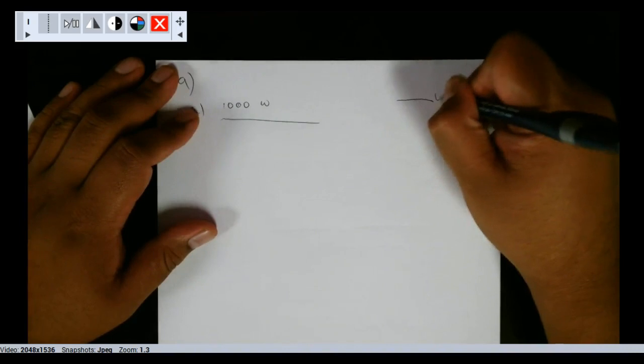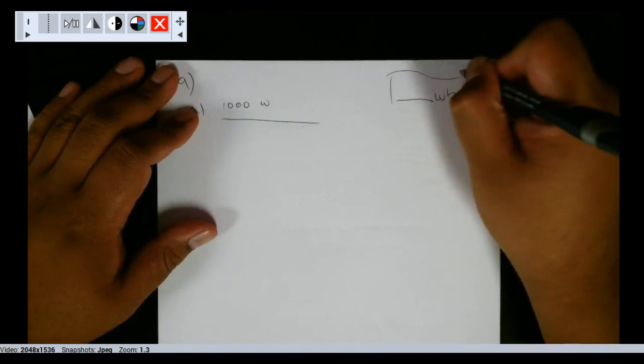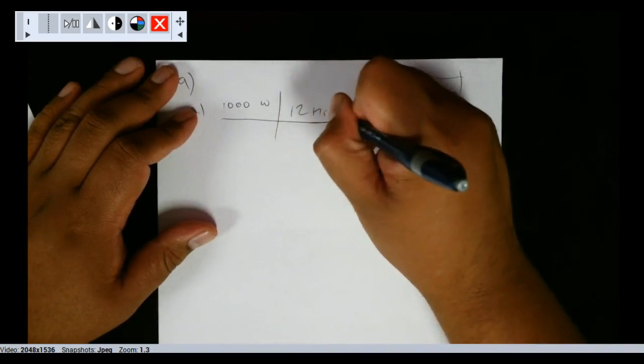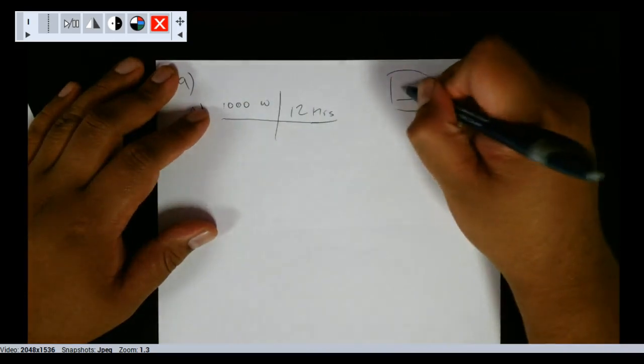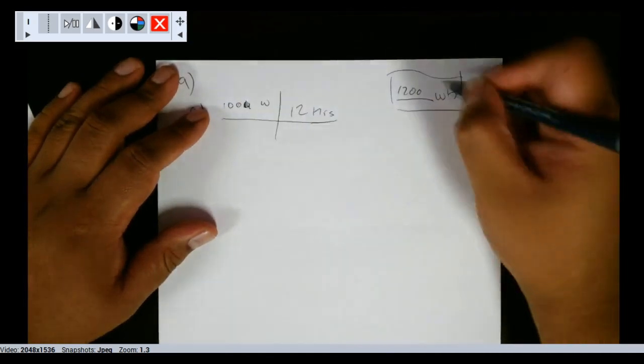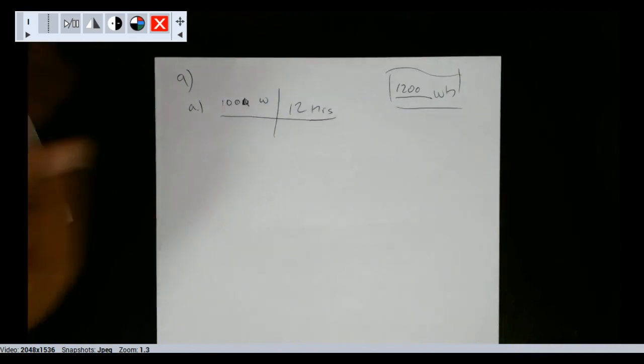So you want your answer to be in watt hours. I'm going to box it right now, and this is run for 12 hours. So that's 100, so that's 1200 watt hours. Done. Takes care of problem A.